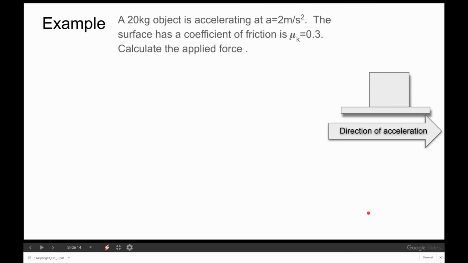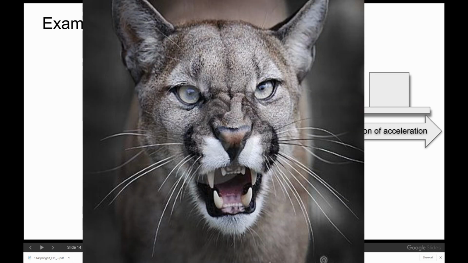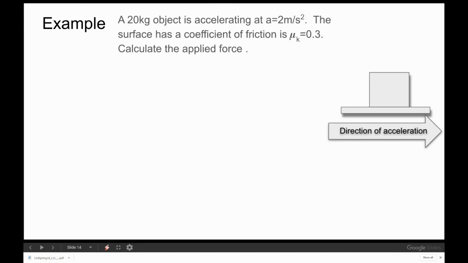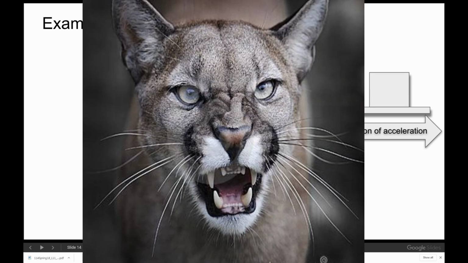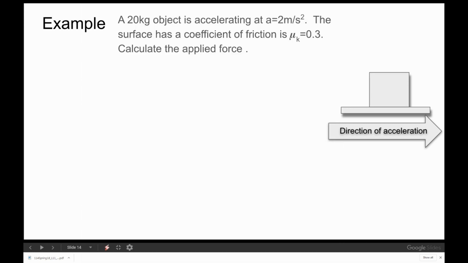Second example, the object is now accelerating. Notice the arrow now says direction of acceleration. A 20 kilogram object is accelerating at 2 meters per second squared. The surface has a coefficient of friction, mu k, of 0.3. It's a kinetic friction because it's moving. In a problem, if you just wrote mu and didn't specify k or s, I'm fine with that. The subscripts may start to make you feel, these subscripts are just so much, it's confusing me. Then just drop it.